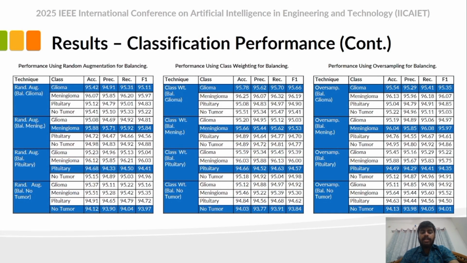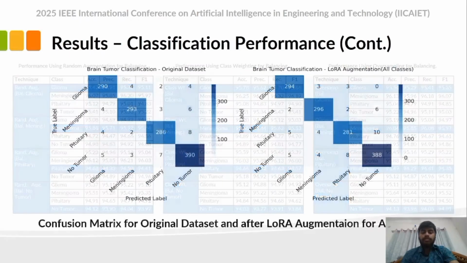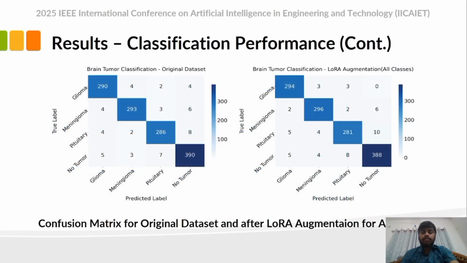Here are tables for other augmentation techniques where the metrics are comparatively lower than the LoRA technique. The confusion matrix chart also shows that the model made fewer mistakes after we added new LoRA data.